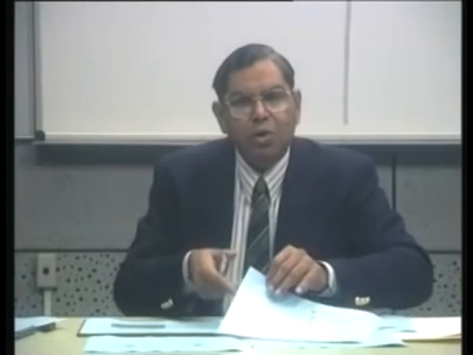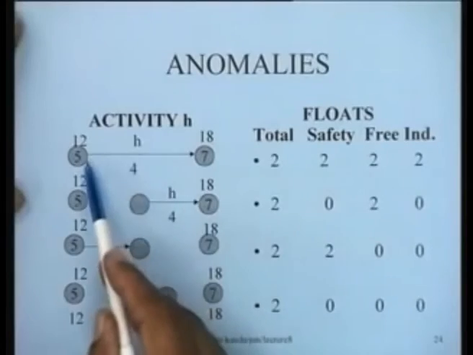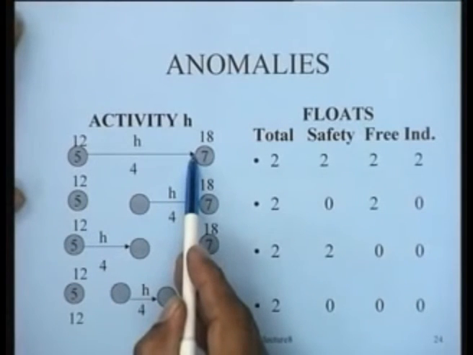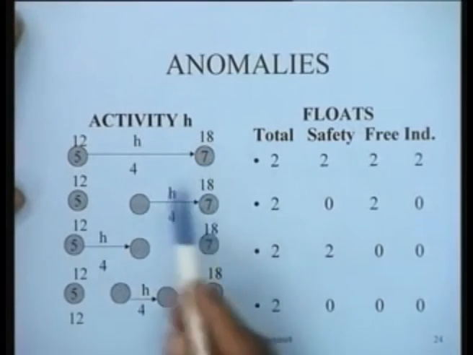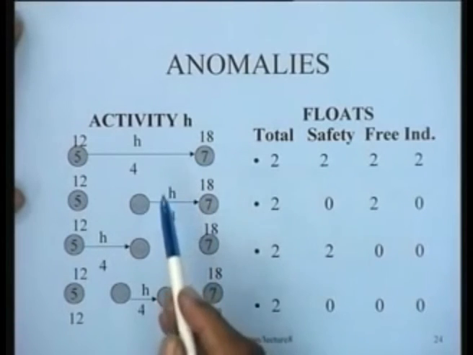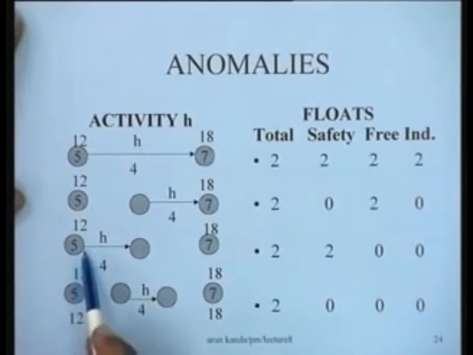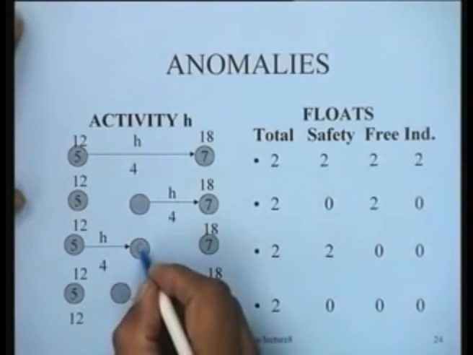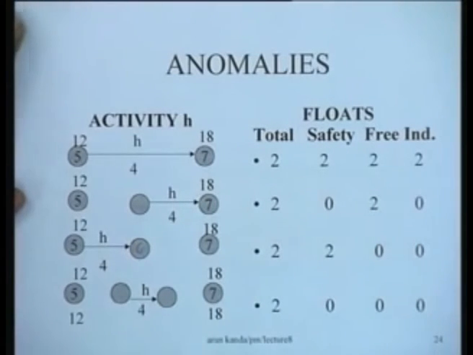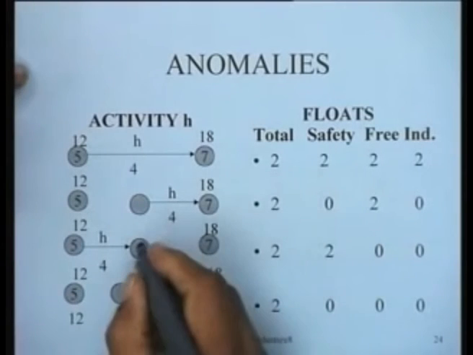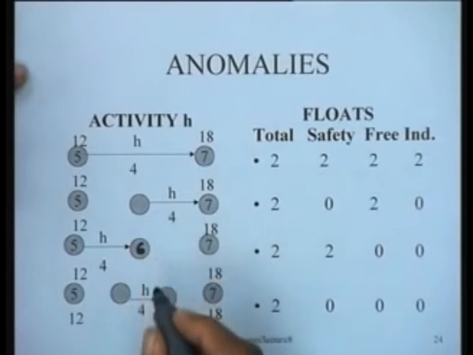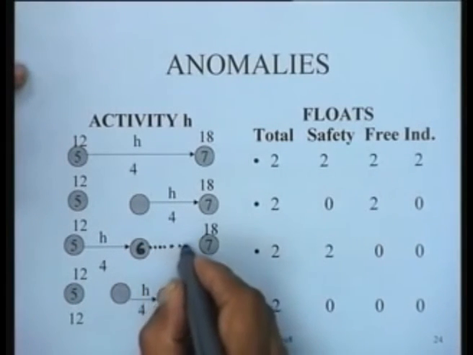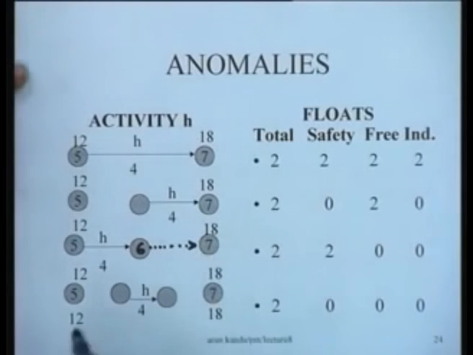I would now like to talk about some anomalies. Look at the example that we did and let us talk about activity H, which is one of the activities. Notice that activity H was going from node 5 to node 6. Actually, it was something like this: node 5 to node 6 going something like this, followed by a dummy activity going into node 7.